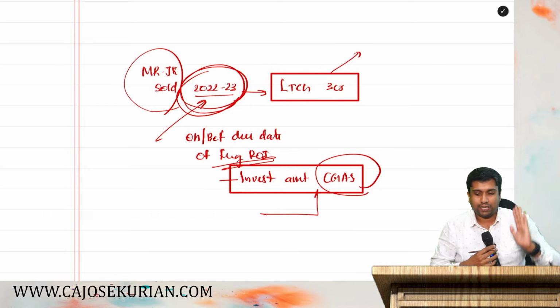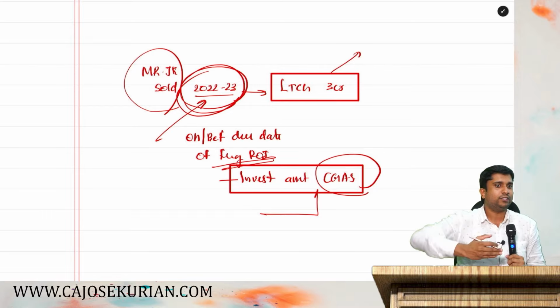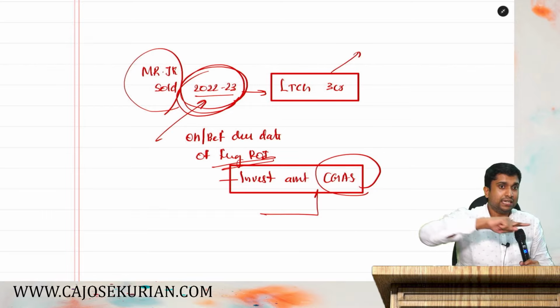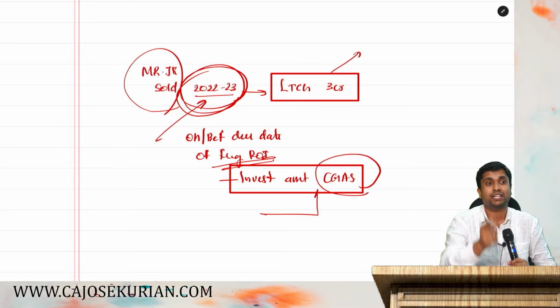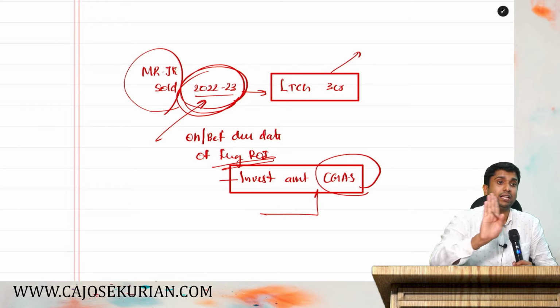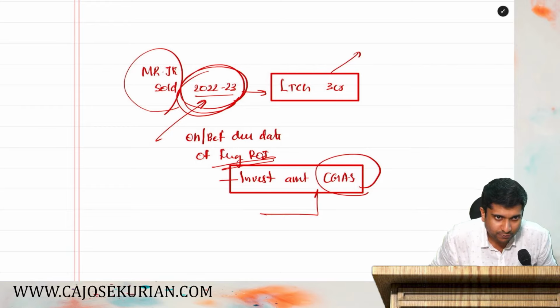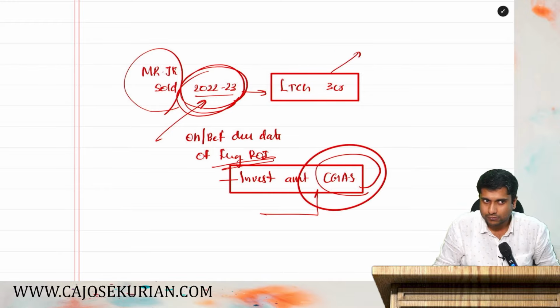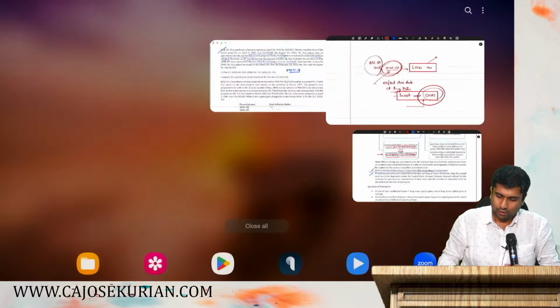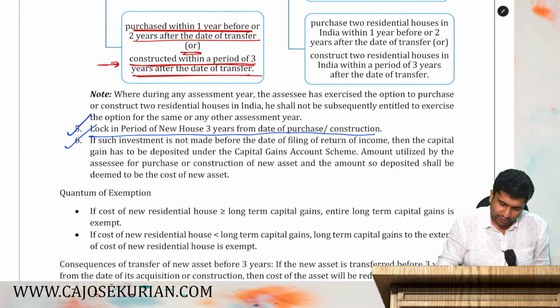The one thing that you have to make sure is that the amount which you have deposited and claimed exemption for has to be utilized only for the purpose of either purchase or construction of house property, not for any other purpose. Are you all with me? Hope you understood the purpose of CGAS. I hope you got the point.